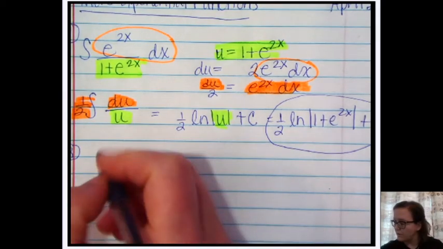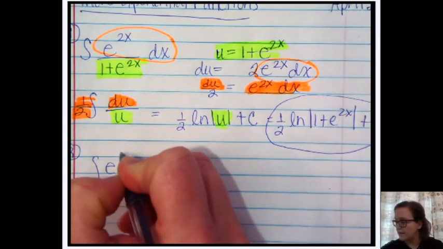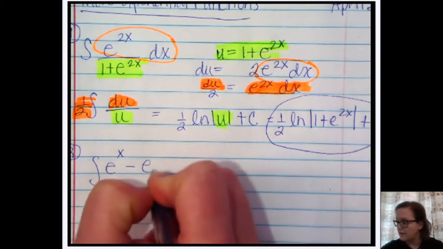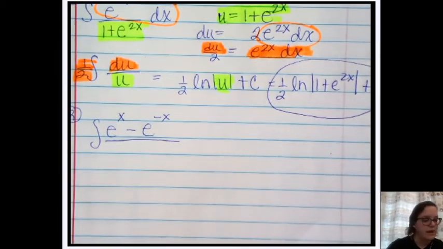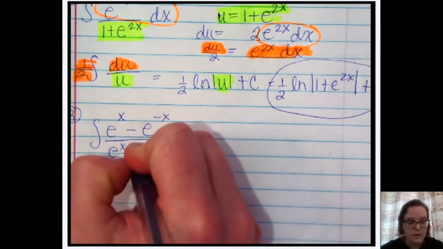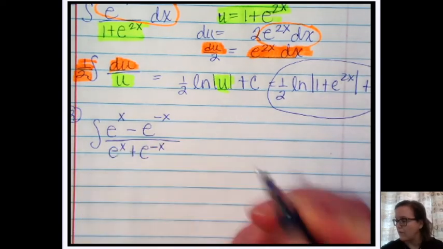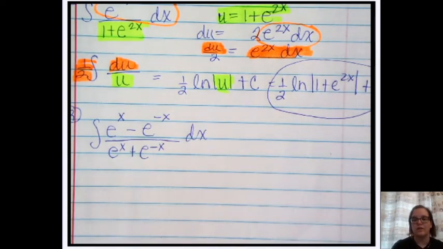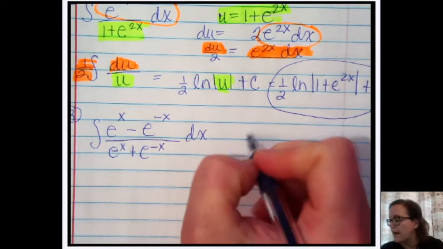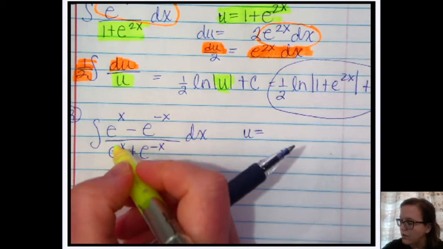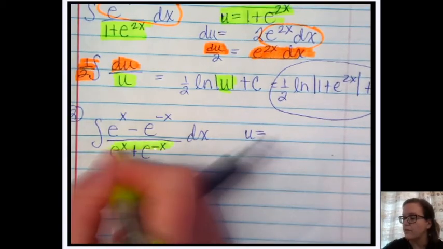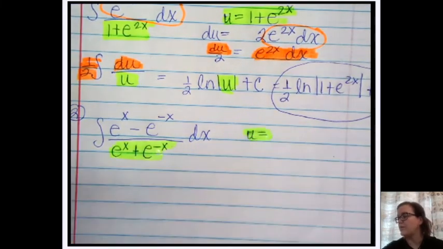Let's go to another one. We have e to the x minus e to the negative x, okay, on top. And then we have e to the x plus e to the negative x on the bottom. So the numerator and the denominator just differ by a sign. Okay. So we're going to approach this the same way. We're going to let our bottom be u, okay, because we are hoping that the top is just the derivative. Okay, so that's what we hope with u's.